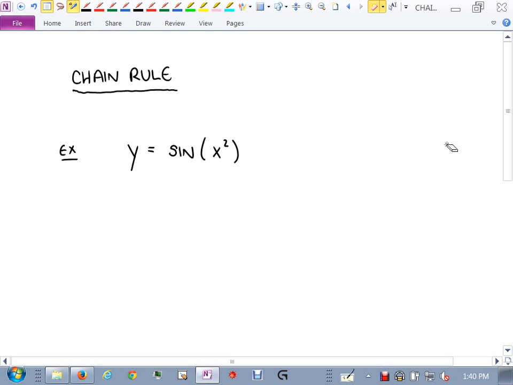Another way to look at it is if I were to give you a value of x, like if I said x was 2, you would plug 2 in first, right? You would square it, and then you would take its sine, right? So sine is the last thing happening, the squaring is the first thing happening. So the inside's the square, the outside's the sine.